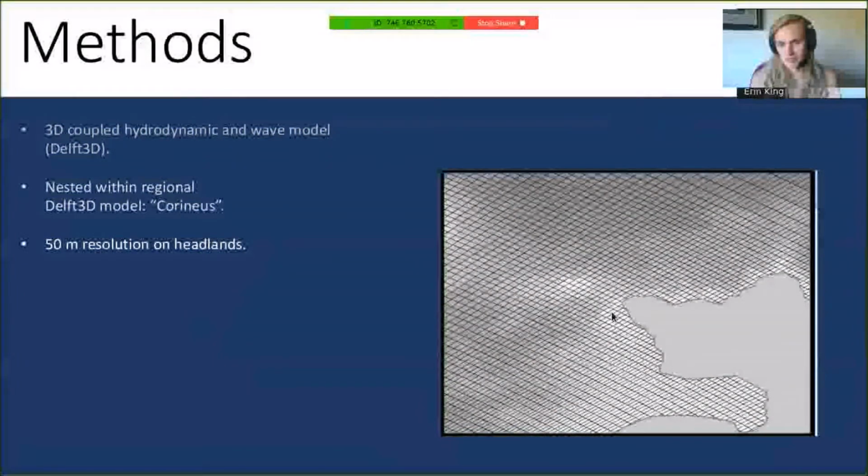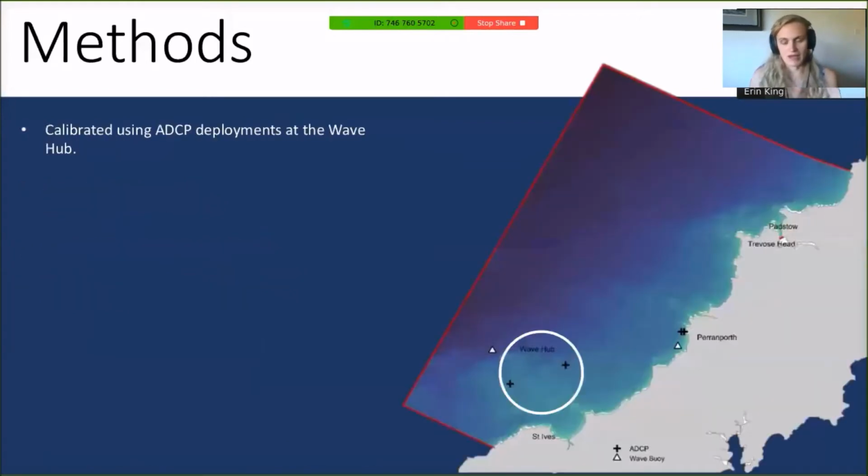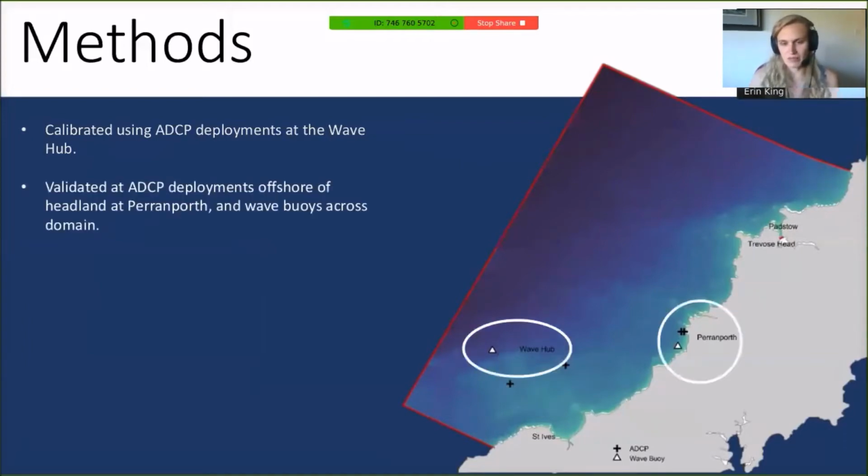Here's an example of the model grid at Godrevy Point, and you can see that the resolution is fine enough to well resolve the morphology of that headland. Sand transport was calculated using the Transport 2004 formulation of Van Rijn. The model was calibrated using ADCP deployments at the wave hub, and then validated at wave buoy deployments at the wave hub and at Perranporth, and also ADCP deployments off the Perranporth North Headland.